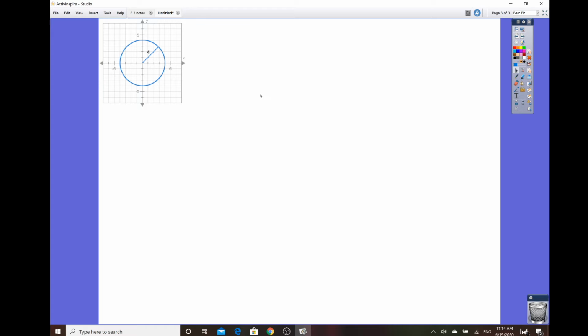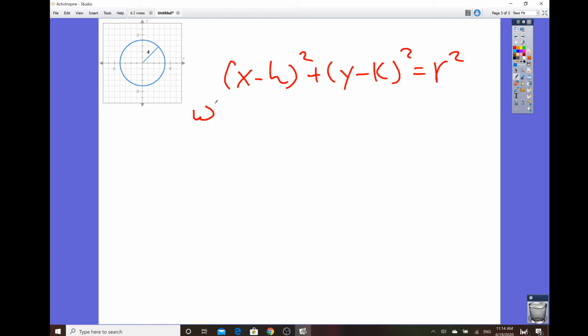One thing you may not know is the equation of a circle. The equation of a circle is (x minus h) squared plus (y minus k) squared equals r squared, where h and k is the center of the circle and r is the radius.